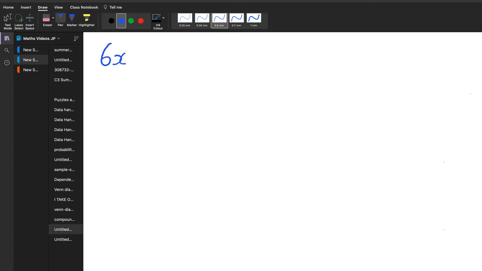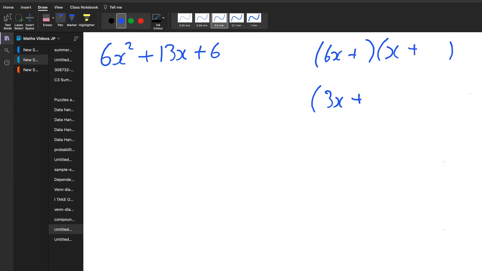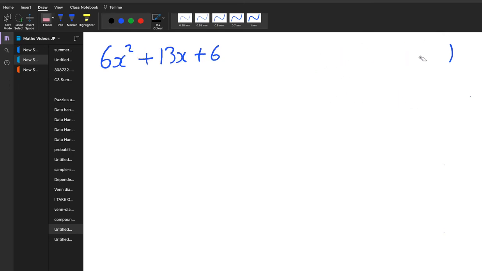So 6x squared plus 13x plus 6. And by the way, for those who like to just guess, this one's a much harder one because we don't know if it's going to end up being 6x and x, or if it's going to be 3x in one bracket and 2x. There are so many possibilities that it just becomes a bit too hard. So hopefully you're with me, and you're seeing that you can factorize any quadratic that can be factorized in the conventional way.